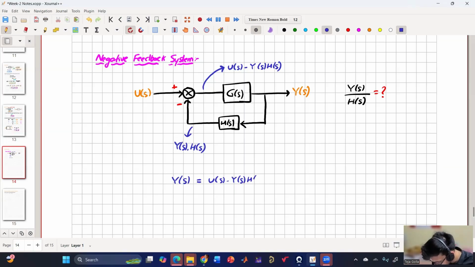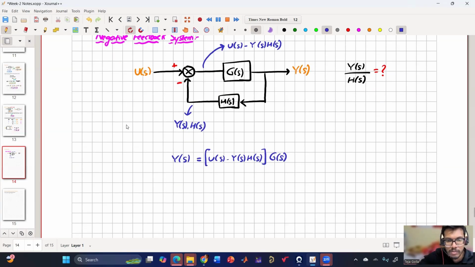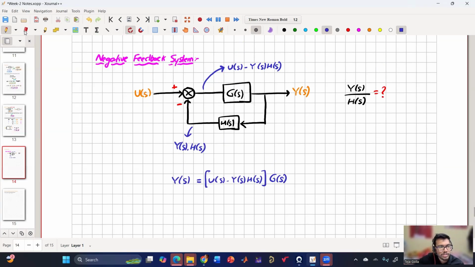Yes, very good. So u of s minus y of s h of s is my input, multiplied by g of s. So now from this I have to calculate y of s by u of s, my bad. Output by input, so u of s.